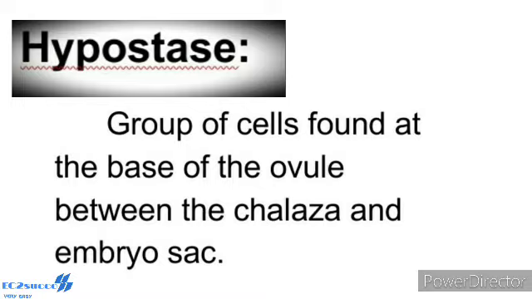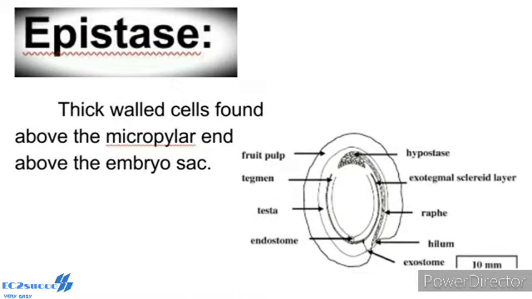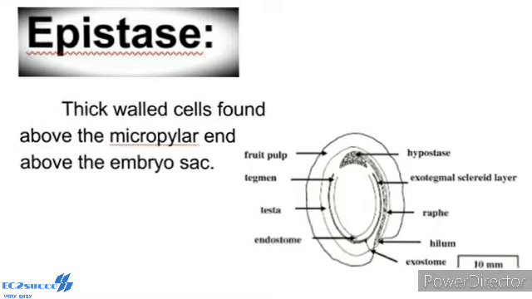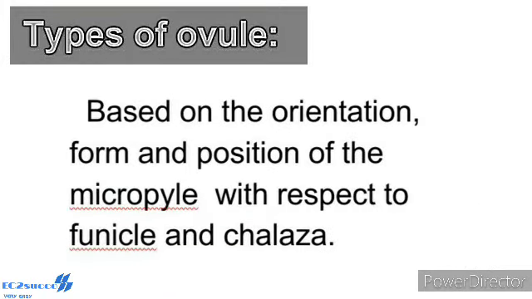Hypostasis means a group of cells found at the base of the ovule between the chalaza and the embryo sac. But epistase means thick-walled cells found above the micropylar end, above the embryo sac. Another topic: types of ovule.